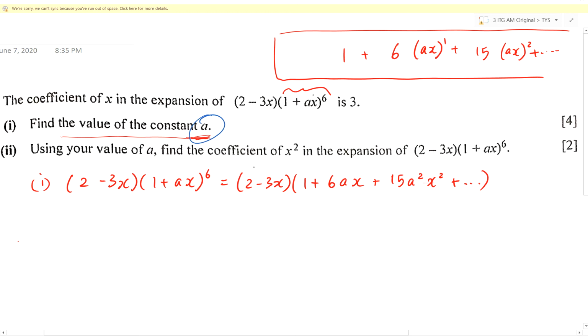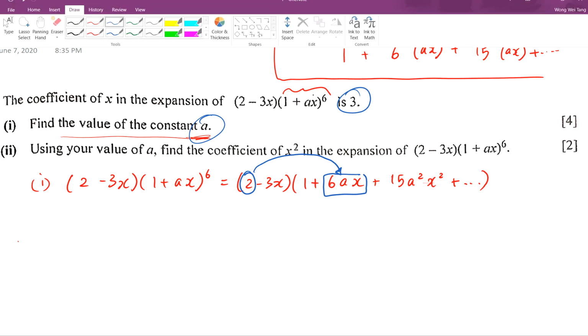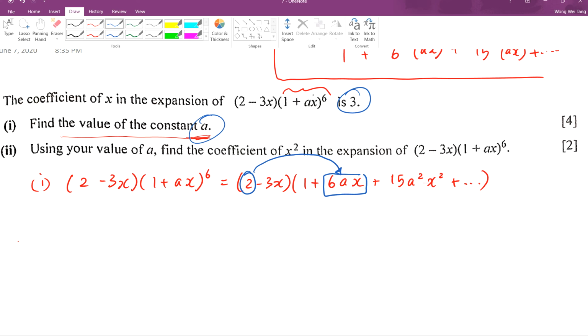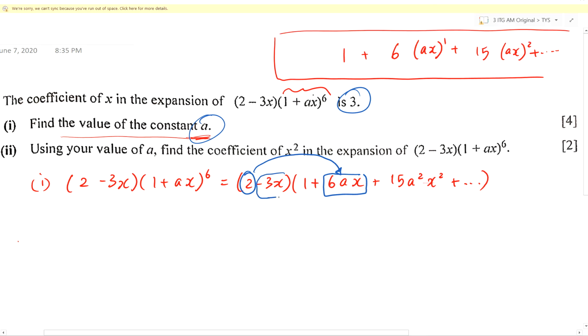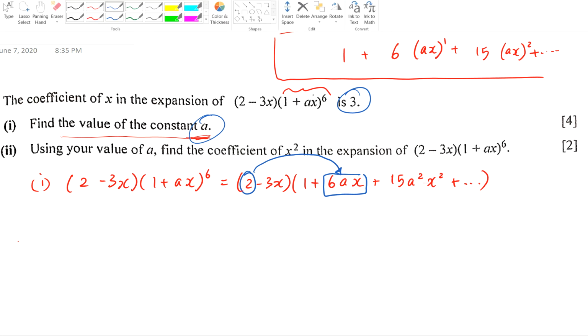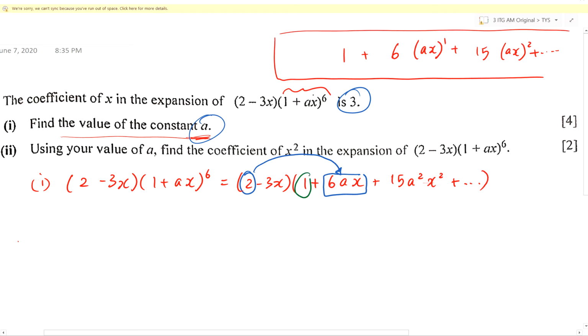They tell us that the coefficient of x is 3. So how do we expand and obtain an x term? Constant times x, yes. So a constant multiplied by x term. This is one of the x terms. Is there going to be another one? Can there be another one? Yes, there will be another one. It is found here. Another constant multiplied by another x term.